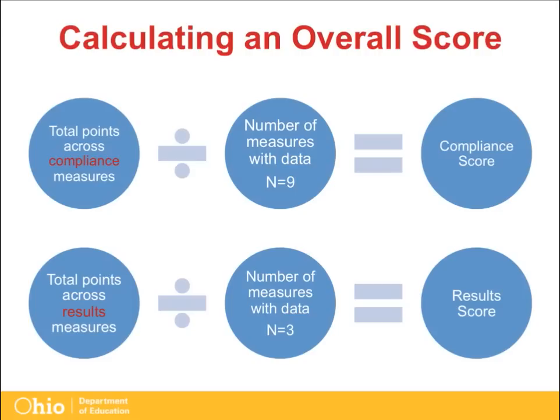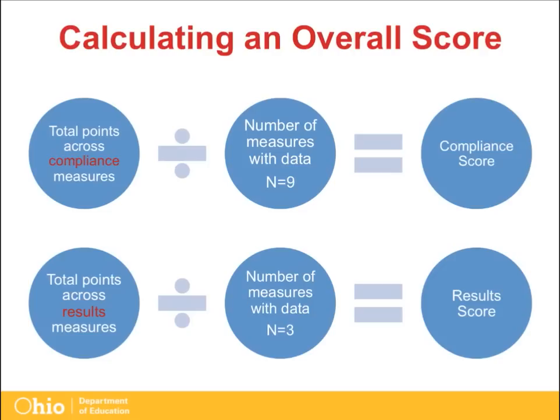First, we start by totaling the points across the compliance measures and dividing that total by the number of measures for which the district has data. The number of measures can be up to 9, but many community schools do not have data for every measure. This calculation provides the compliance score.